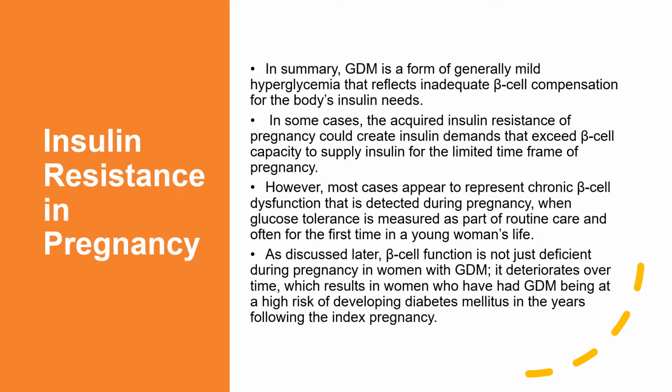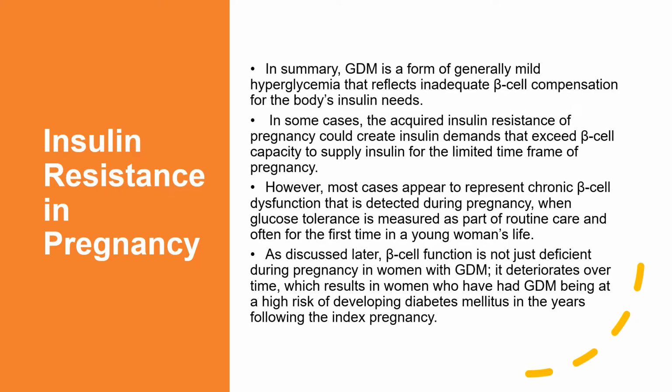In summary, GDM is a form of generally mild hyperglycemia that reflects inadequate beta cell compensation for the body's insulin needs. In some cases, the acquired insulin resistance of pregnancy could create insulin demands that exceed beta cell capacity to supply insulin for the limited time frame of pregnancy. However, most cases appear to represent chronic beta cell dysfunction that is detected during pregnancy when glucose tolerance is measured as part of routine care and often for the first time in a young woman's life.